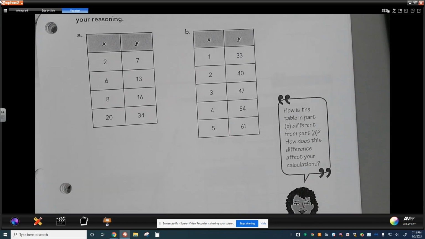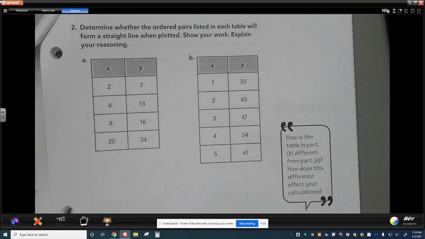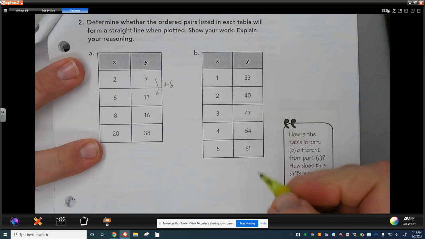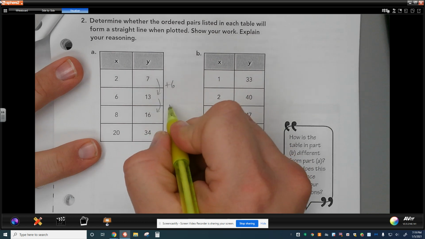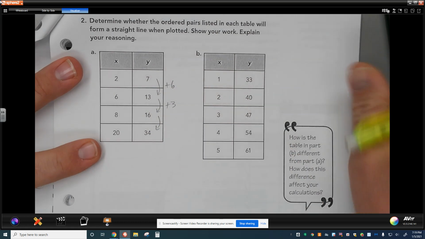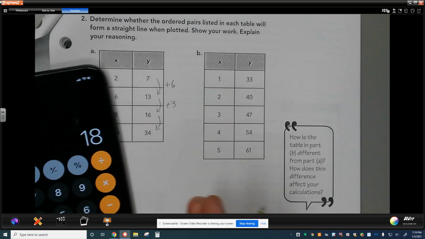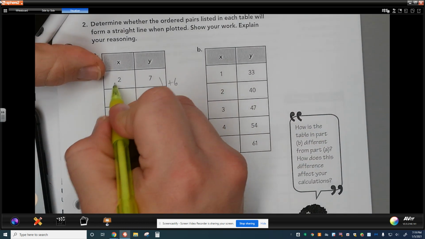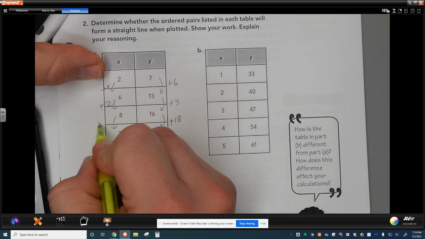So let's look at these other ones and decide, is there a linear relationship? And this is going to be a lot faster with what I'm going to show you. From 7 to 13, that's increasing by 6. 13 to 16 is increasing by 3. 16 to 34. I'm not totally confident in this one, but I believe that it's going to be 18. It is 18. And I want to look at the change in the y. I see an increase of 4 here, an increase of 2 here, and an increase of 12 here.